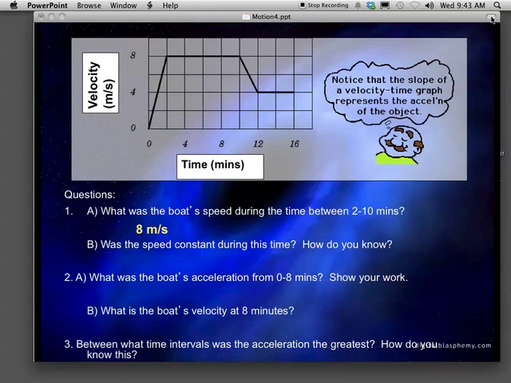Was its speed constant during this time? Yes. How do you know? Because it was a plateau. The graph was flat, meaning constant. All right, this one's a little tricky. What was the boat's acceleration between minutes 0 and 8? Figure it out.